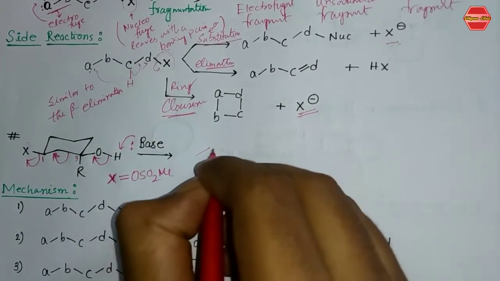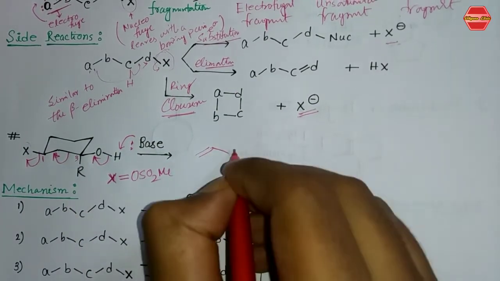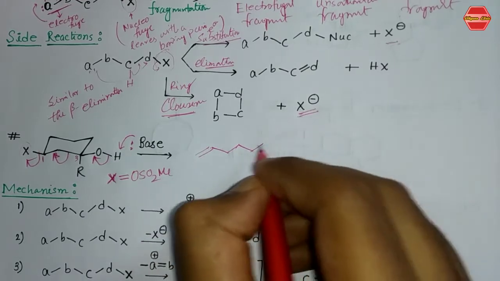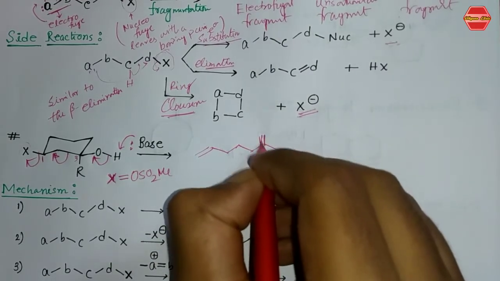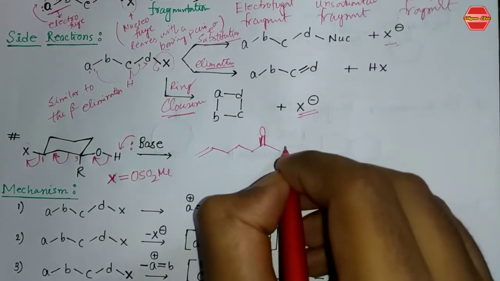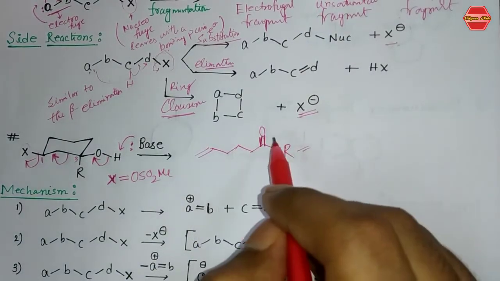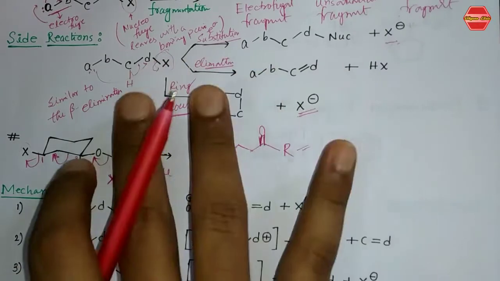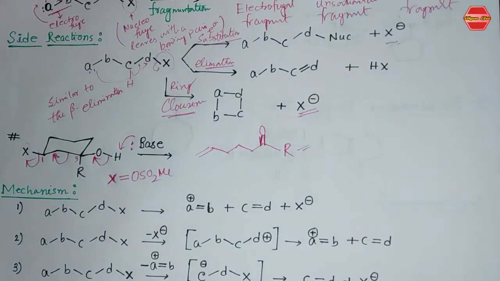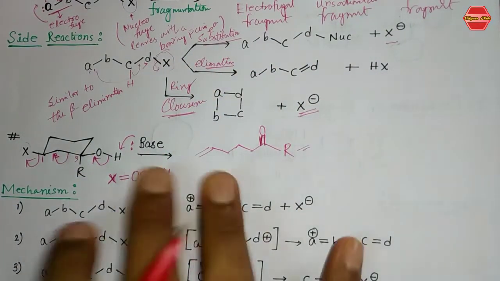So what will be the product? So the product should be like this, with a double bond O and this is your R group, right? So this is your major product from this compound and this is a quite important example of this fragmentation reaction. So that is why this is very important.